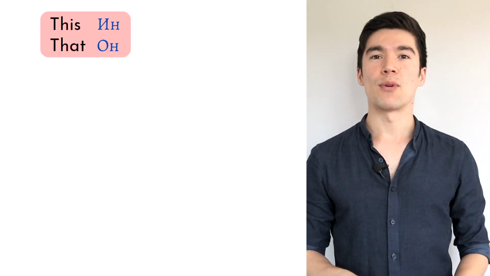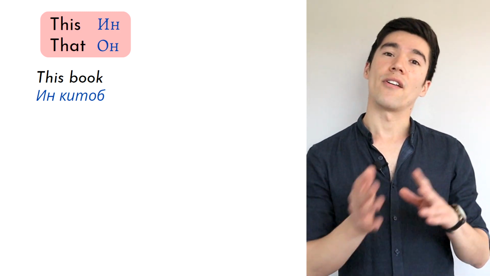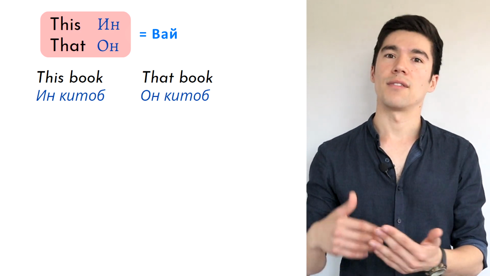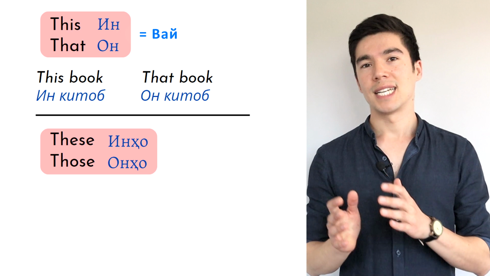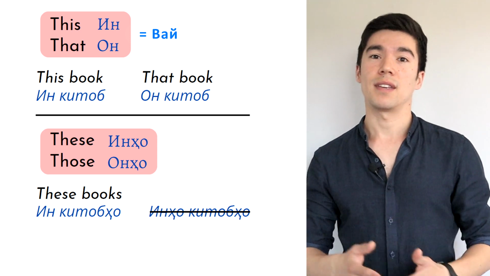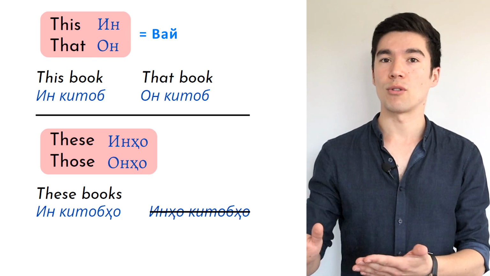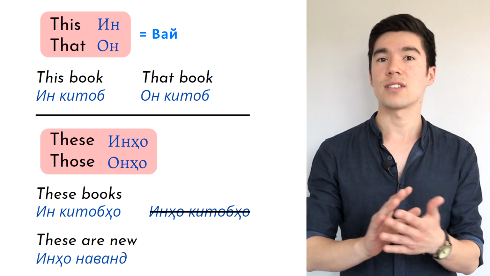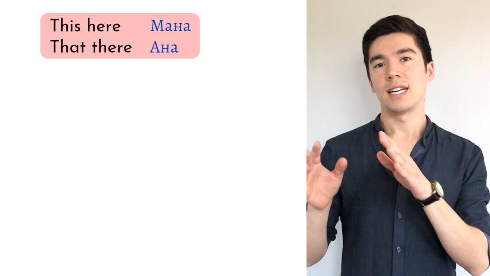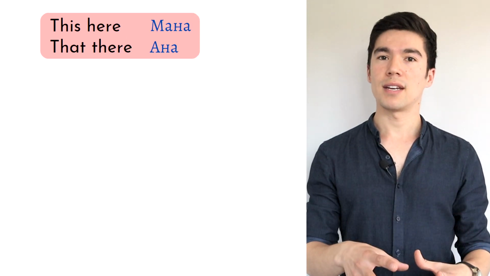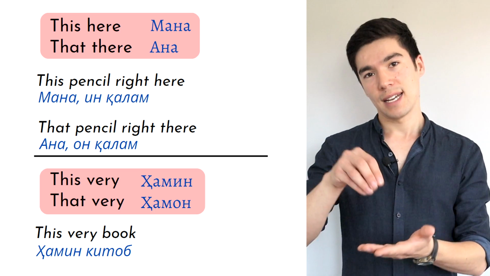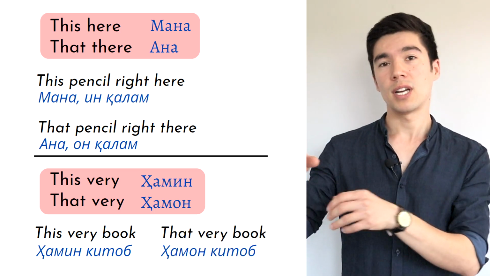Now let's review. So this book, in kitob, and that book, on kitob. And remember, you can also use vai for in and on, like vai kitob, that book. And these books, in kitob ho. If you say in ho, you don't need kitob ho there. In ho navand. These are new. And those will be on ho. And this right here, mana, and that right there, ana. And this very book, hamin kitob, that very book, hamon kitob.